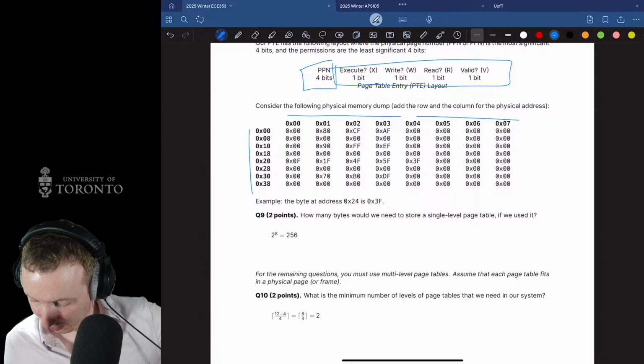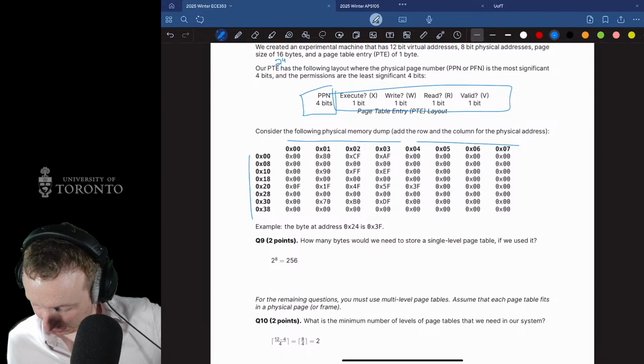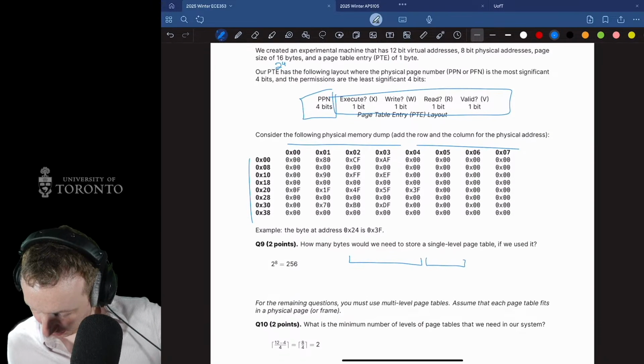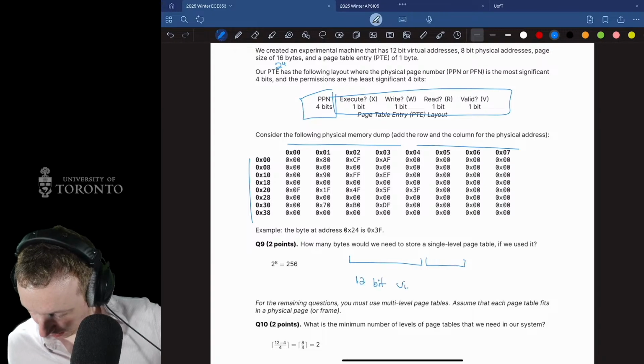All right, first one. How many bytes are needed to store a single level page table if we need it? So remember, in this case, we have a 12-bit virtual address.